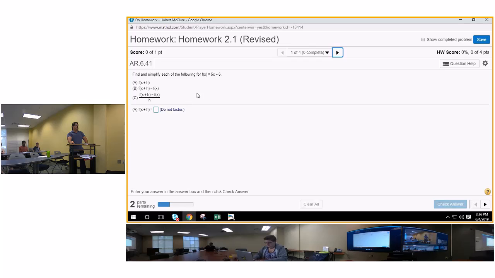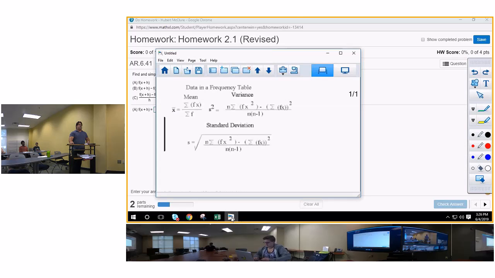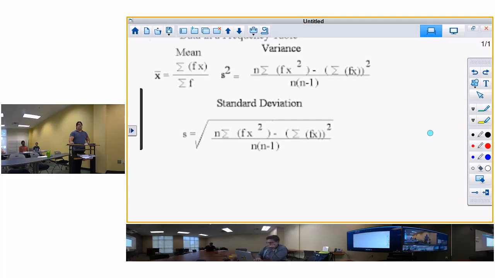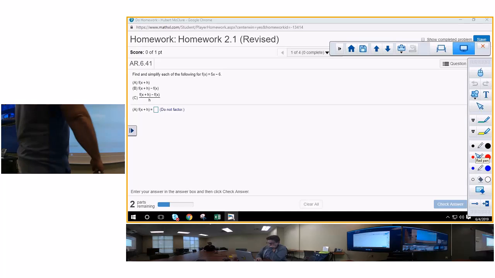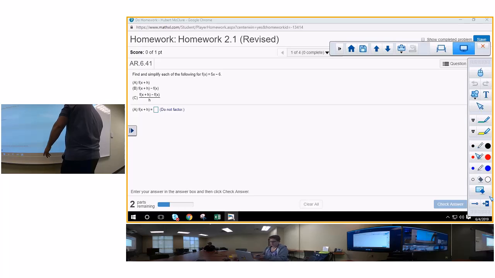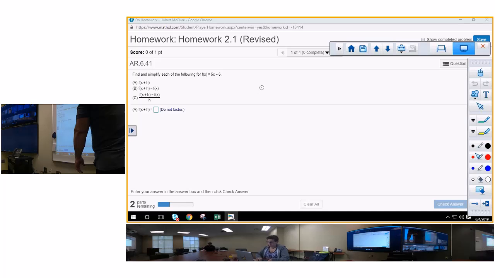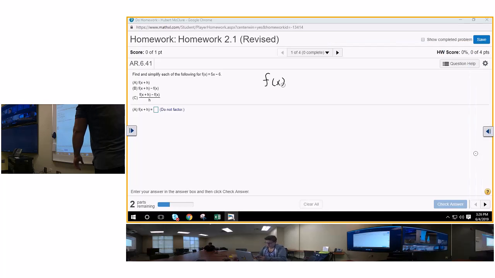But I'm not going to do this problem because I think y'all can do it. The gist of the problem is make sure you can do the difference quotient with f of x equals 5x minus 6. So make sure you can do that because that's your final outcome. So that's one question: f of x equals 5x minus 6.